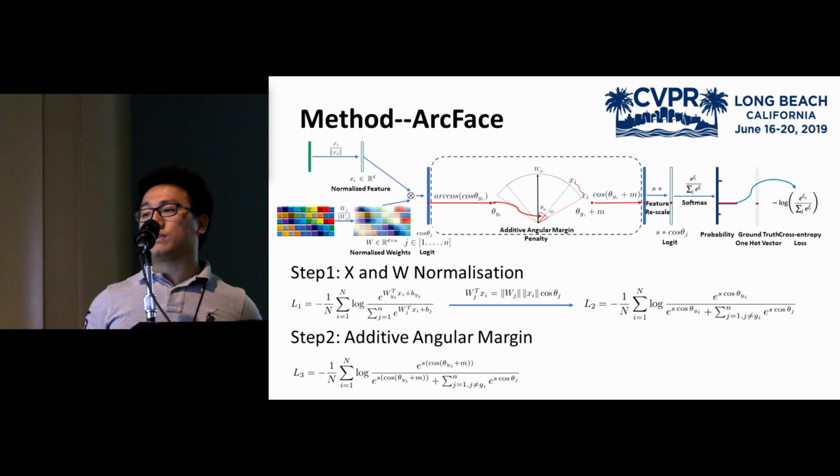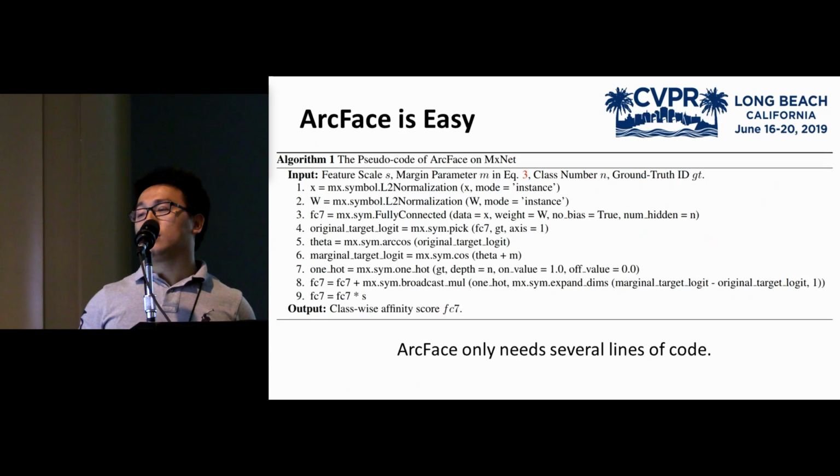There are two main steps. The first step is X and W normalization, which turns the similarity score into cosine similarity. The second step is incorporating the additive angular margin. The illustration figure, the equation, and the code exactly correspond to each other. So ArcFace is very easy, only needing several lines of code.